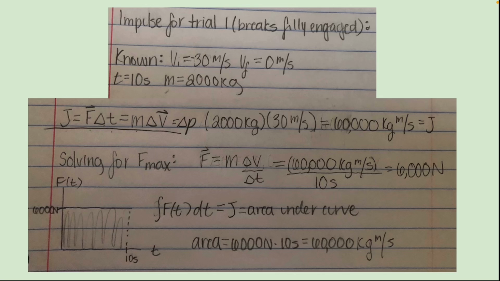For the impulse in trial 1, with the brakes fully engaged, I just used impulse equals mass times change in velocity, notably making the initial velocity negative 30, just to make my life easier because I like working with positives more. To get that change in velocity, you do 0 minus negative 30, which gives us 30. I multiplied that 30 by 2,000, which is the mass, giving us 60,000 kilogram meters per second as our impulse.